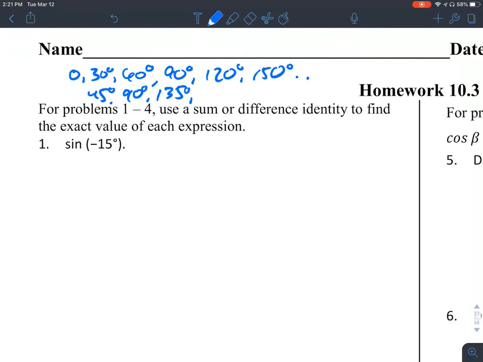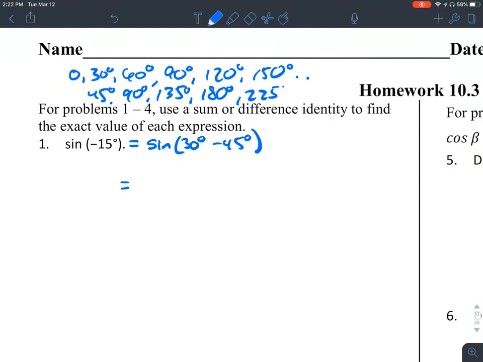And then when we do this, we need to pick two numbers from the list. It could be two numbers from the multiples of 30 or two from the 45 or a combination of either. So I'm looking for two numbers in these lists that when I subtract them, I get negative 15. So this could be the same as sine of 30 degrees minus 45 degrees.